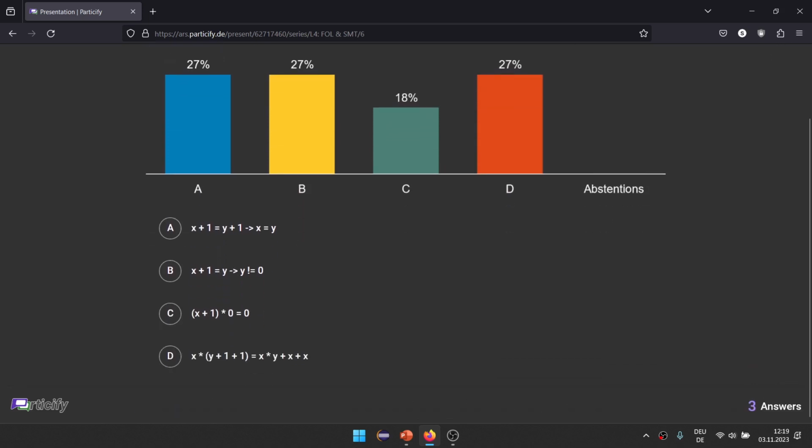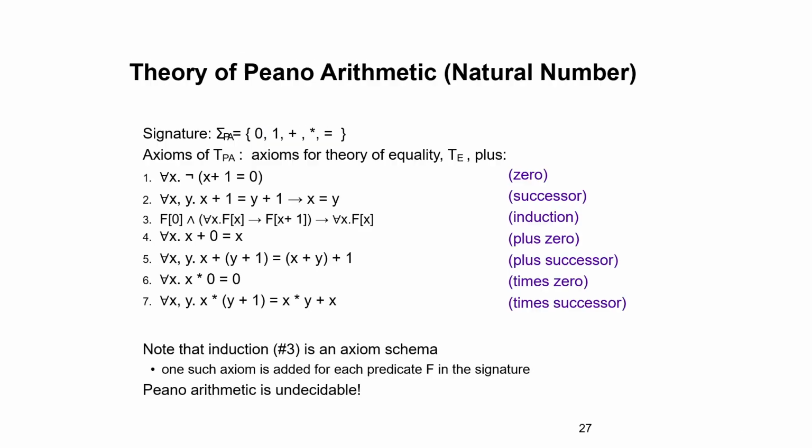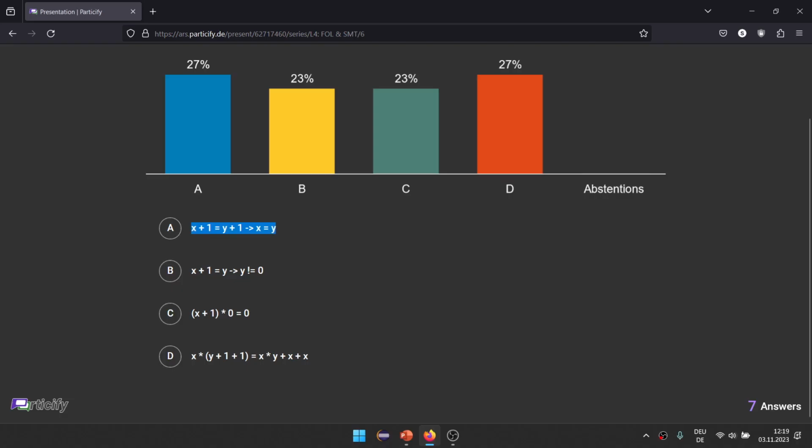Okay, so x plus 1 equals y plus 1 implies x equals y. This was, sorry, which one? Successor. Yeah, okay, so that was directly an axiom. Of course, then trivially, yes, it's true.